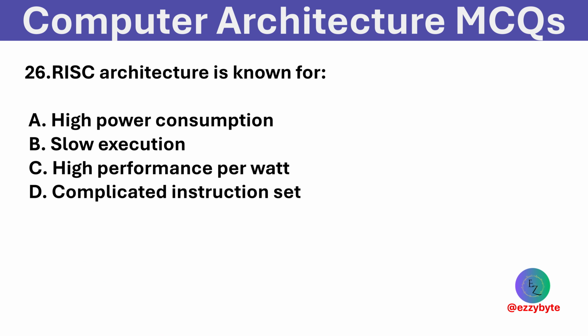RISC architecture is known for. Options are high power consumption, slow execution, high performance per volt, and complicated instruction set. Option C is correct. RISC is energy efficient, which is ideal for mobile and embedded systems.